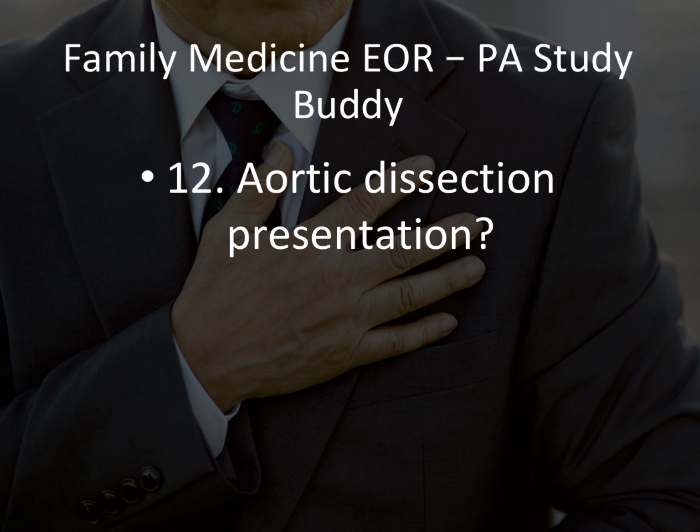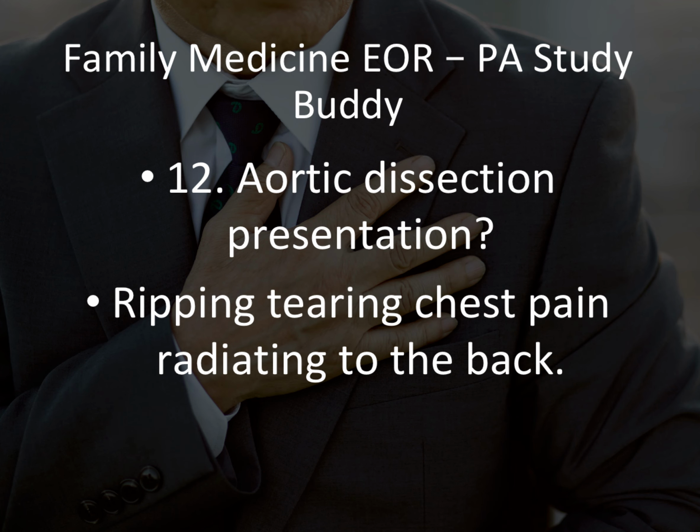Aortic dissection presentation. They're going to tell you the patient comes in with a ripping, tearing chest pain that is radiating to their back. So the stem could go along the lines of: patient was partying in Vegas, had a great weekend, and then presented to the ER on a Sunday night with ripping, tearing chest pain radiating to the back. Use of cocaine should make you think of aortic dissection.